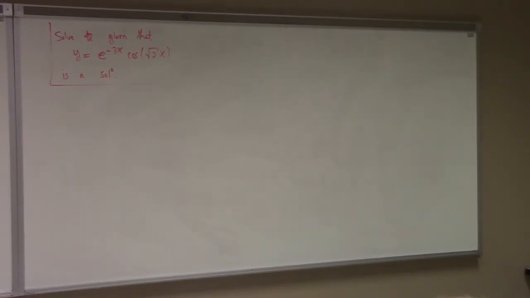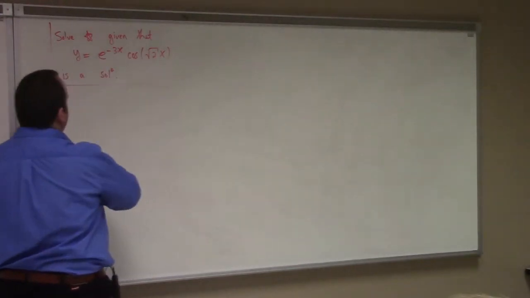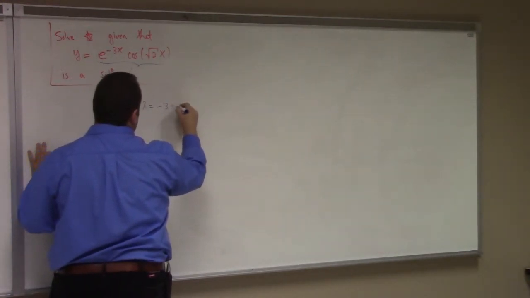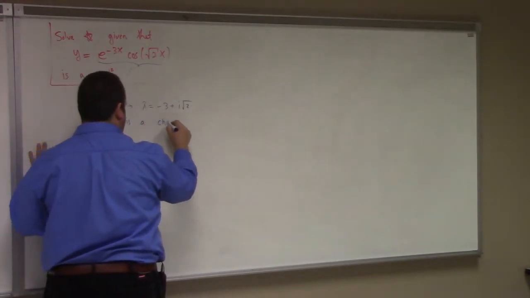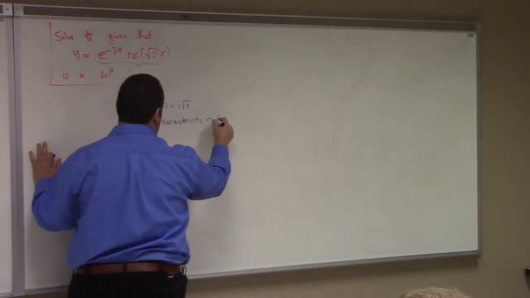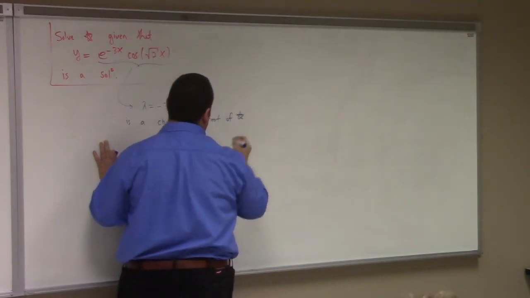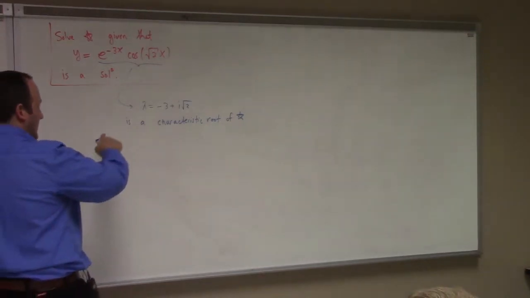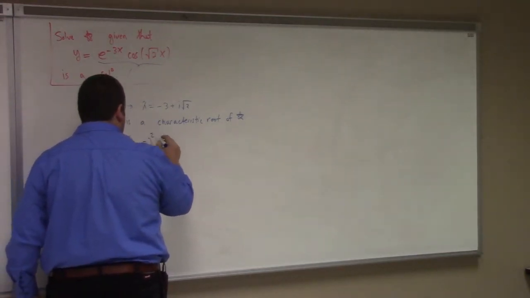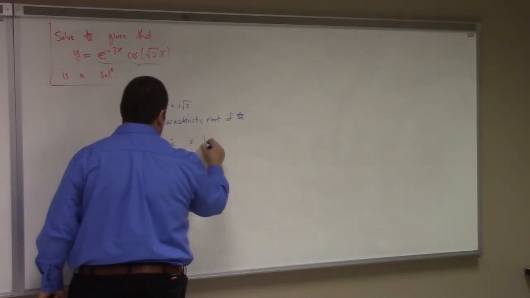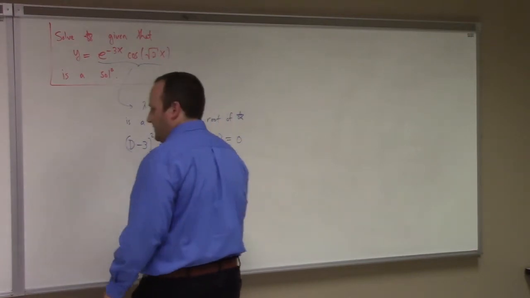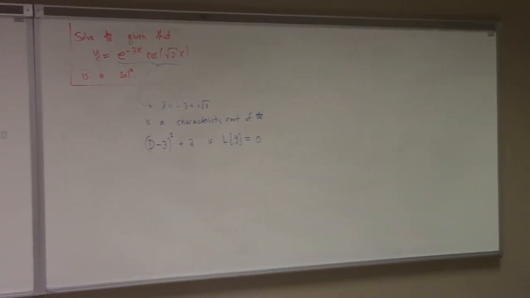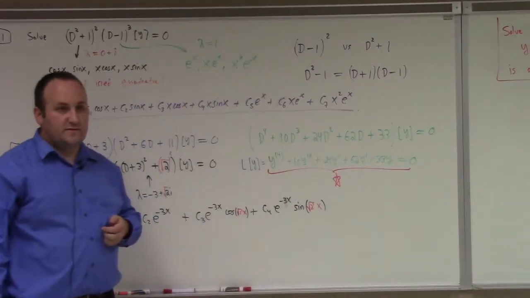So what does it mean if e to the minus 3x cosine root 2x is a solution? This says that lambda equals minus 3 plus i root 2 is, let's say, a characteristic root of star. I just used that term for the first time here. I will explain it further in the next few minutes of lecture. That means that there is a (D+3) squared plus 2 in L. Imagine yourself in the world where we weren't given the blue equation. We're just given star. If I call this thing L of y, then there's a (D+3) squared plus 2 in the factoring of that.